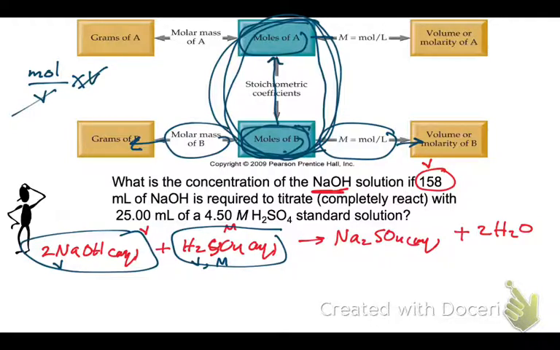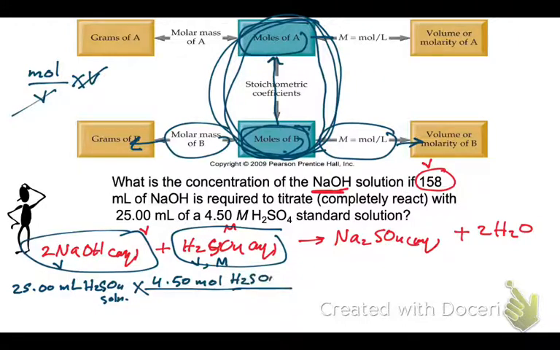What do I know about the acid? I know that I have 25 milliliter of the acid solution, and I know the molarity. The molarity is there are 4.50 mole of H2SO4 for every 1000 milliliter of the sulfuric acid solution. Now milliliter cancels milliliter, and I have moles of sulfuric acid.